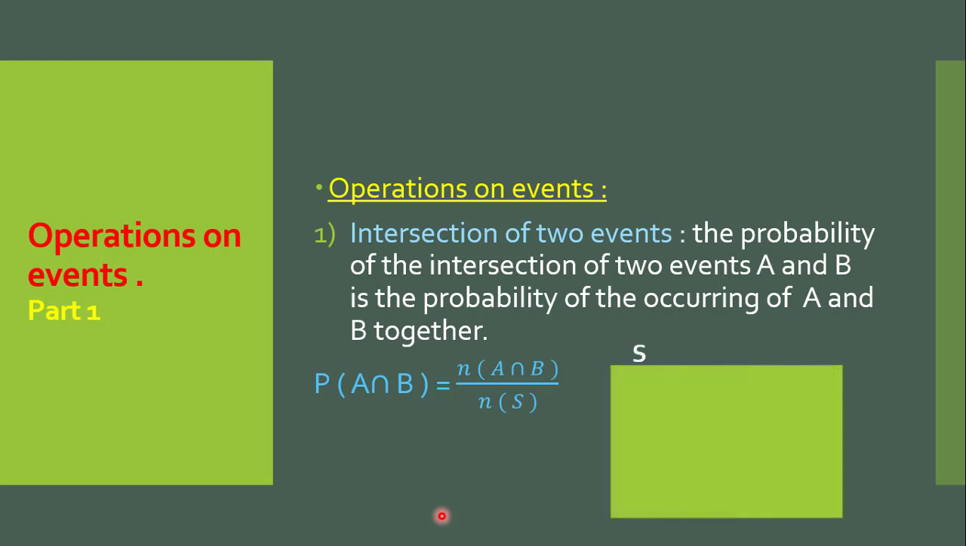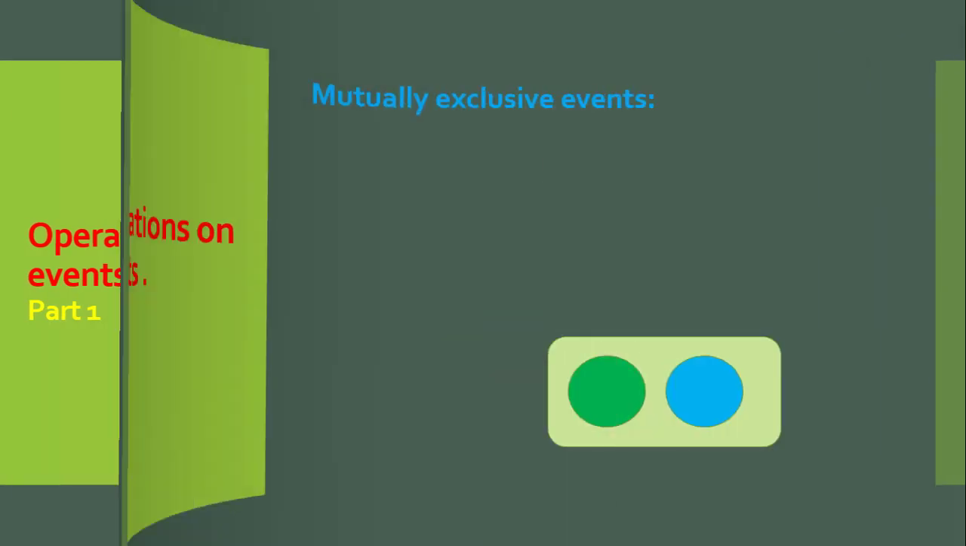We have the sample space S, and we have two events A and B. Then A intersect B is this zone. This is A intersect B. Then the probability of A intersect B is the number of elements in this zone divided by the total number of elements, or the number of elements of S.